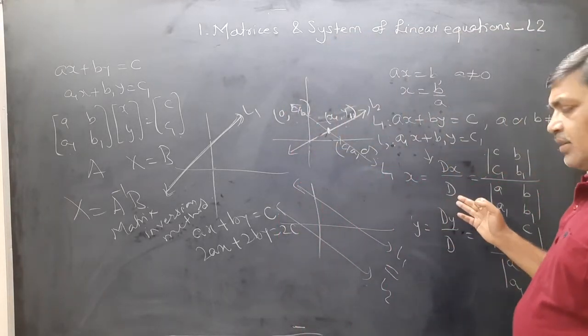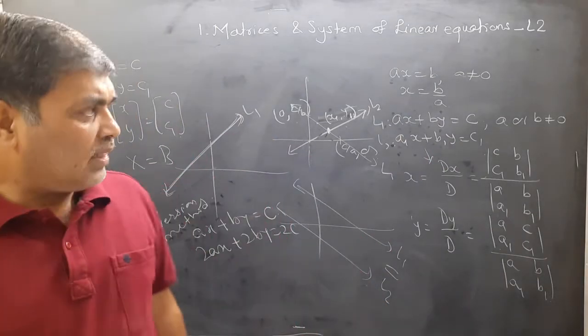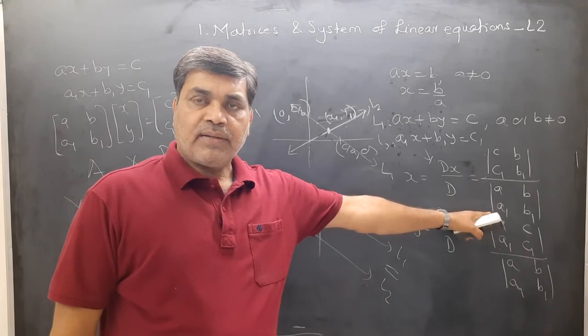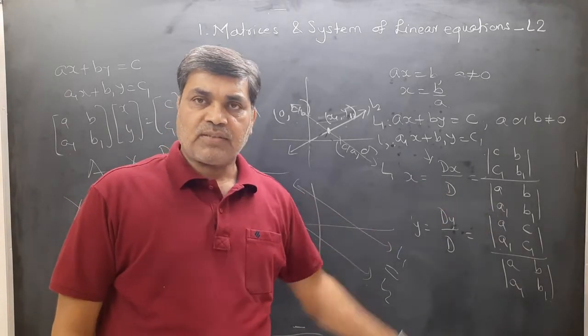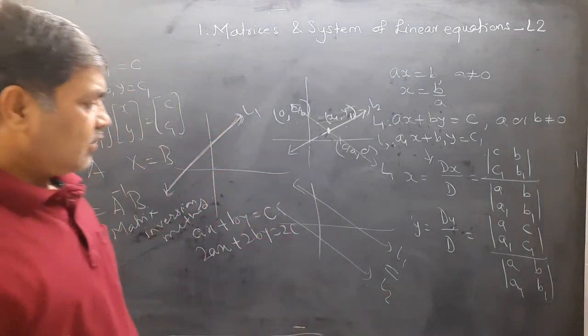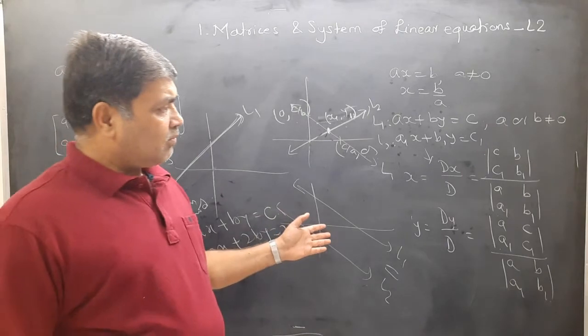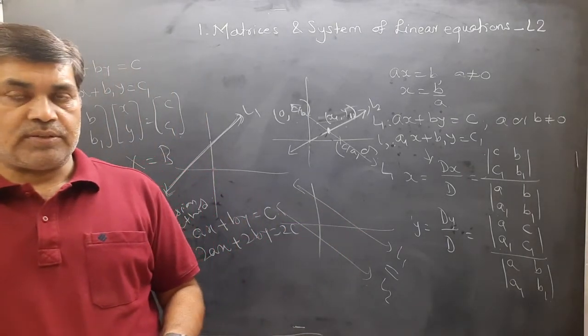Here also D is in the denominator. So Cramer's rule is applicable only when D is non-zero, meaning the corresponding matrix is invertible. Is it right? So there are limitations of the matrix inversion method to solve a system of linear equations.